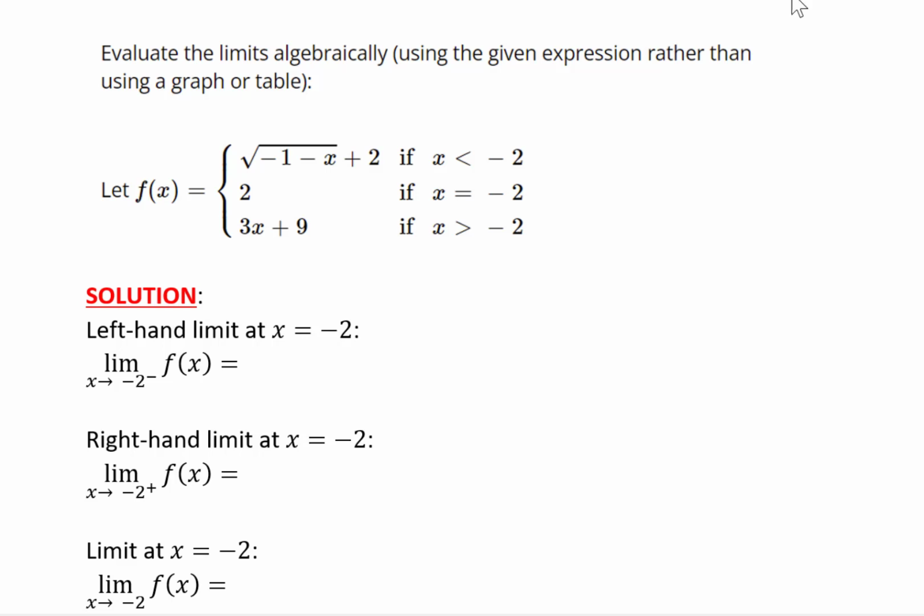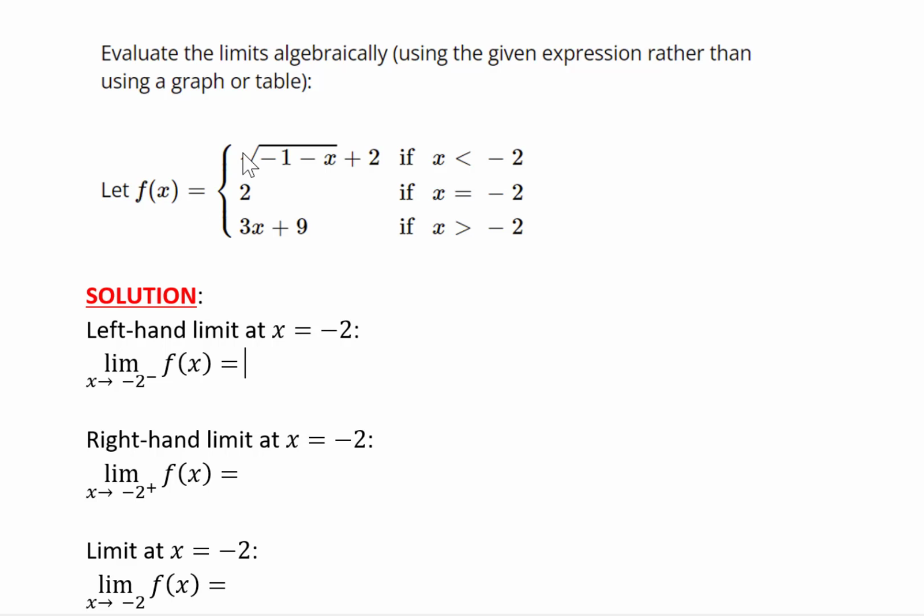f of x is this piecewise function. We've been asked to find the left-hand limit, right-hand limit, and overall limit of this piecewise function at x equals -2. And we see from the function definition that x equals -2 is where the function changes between the three different pieces. Let's start with the left-hand limit.